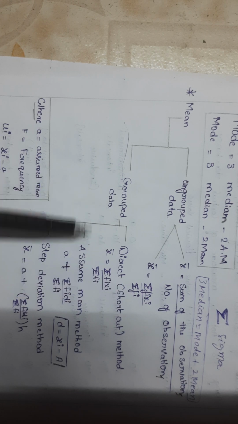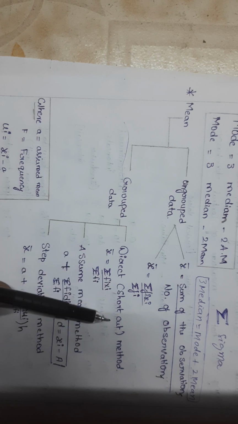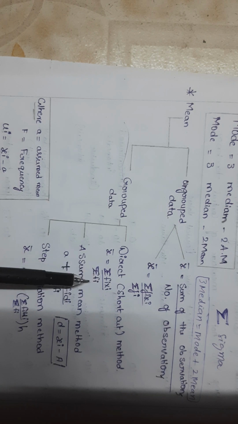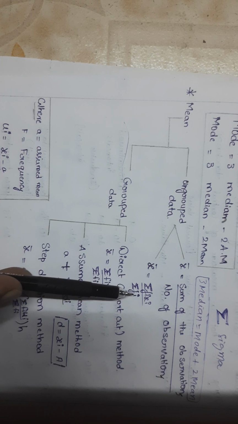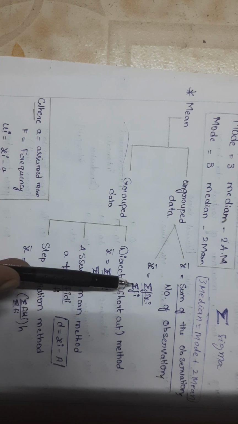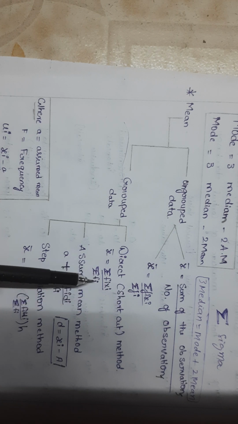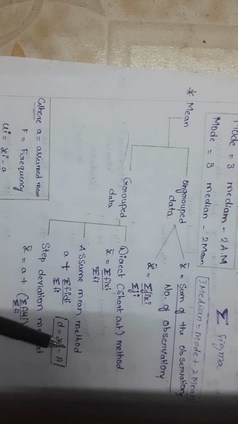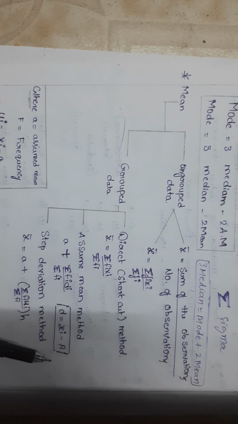Now grouped data, direct method or shortcut method, that is x bar is equal to sigma fi xi by sigma fi. Sir, you said previously sigma fi xi by sigma fi, no? But there is no class interval there; here there will be class intervals present. I shall explain all three methods with one example itself. Assumed mean method: a plus sigma fi di by sigma fi. Here d is equal to deviation, xi minus a. You can take either small a or capital A, no problem.